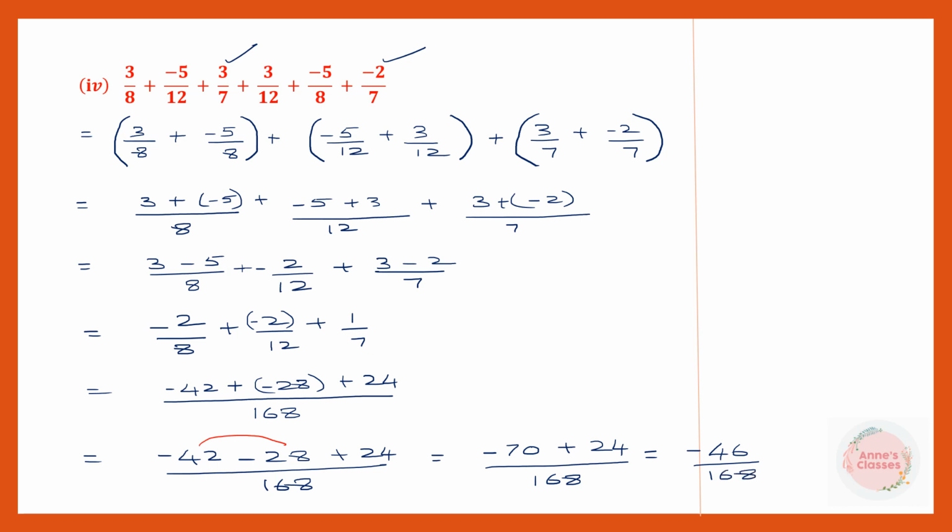So this is 46 by 168. We can now reduce this to the lowest term by using 2. So let's use 2. 2 twos are 4, 2 threes are 6. Here 2 eights are 16 and 2 fours are 8. So what do we have? Minus 23 by 84. So that is our final answer. Minus 23 by 84. Final answer is this.